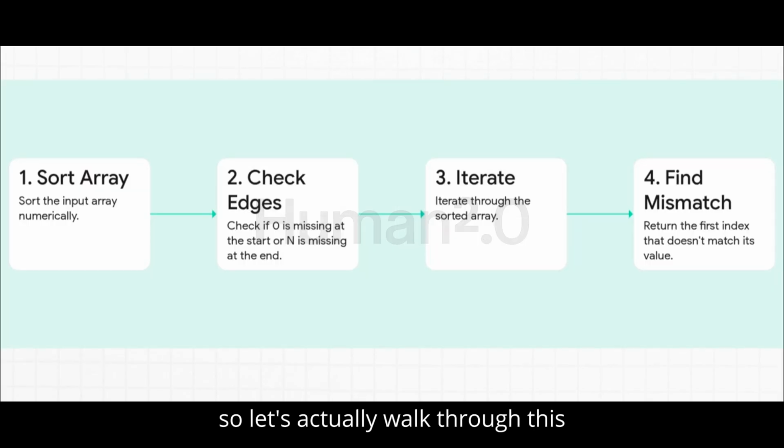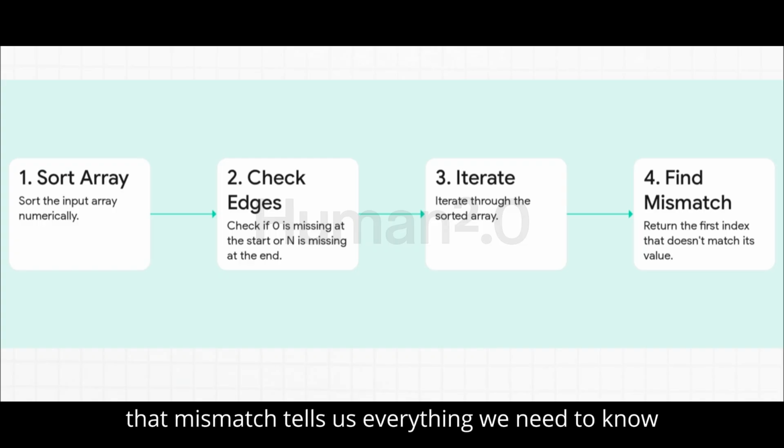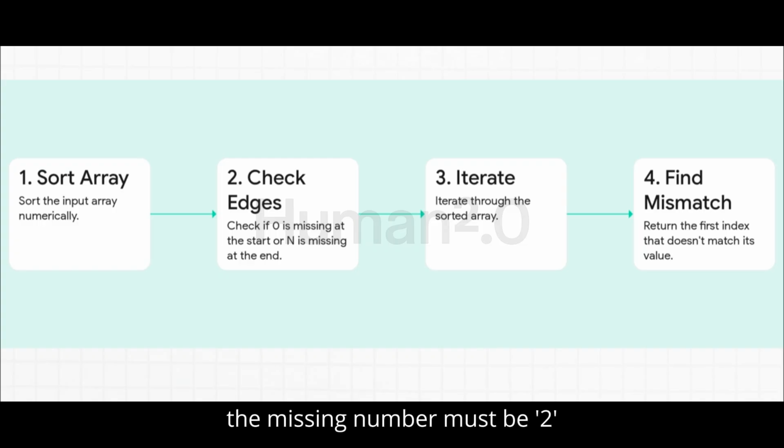So let's actually walk through this. First, we sort the array. Our 3, 0, 1 becomes 0, 1, 3. Now, after we handle a couple of edge cases, like what if 0 is missing, we just loop through it, comparing the value to its index. Is the value at index 0 the number 0? Yep. How about index 1? Is the value 1? Yep. But then we get to index 2. We expect to see the number 2 there, but instead we find a 3. That mismatch tells us everything we need to know. The missing number must be 2.